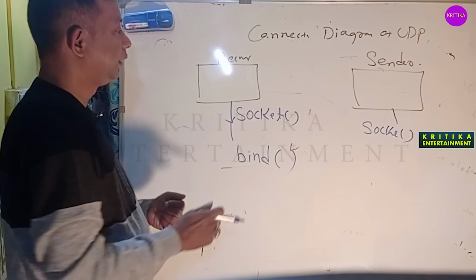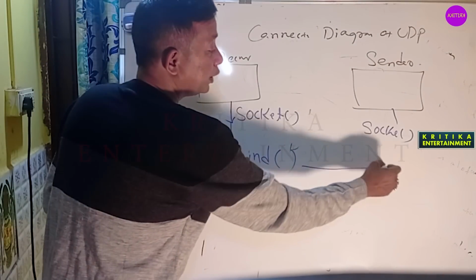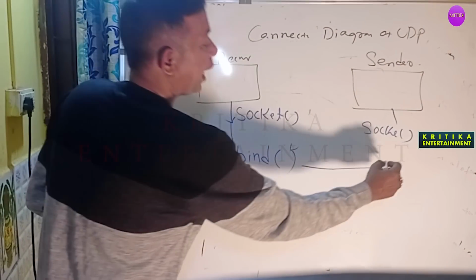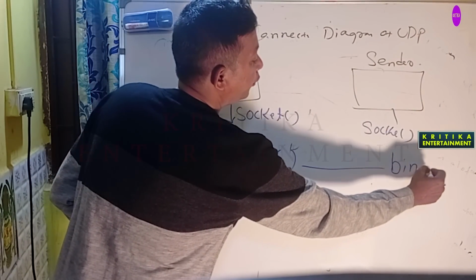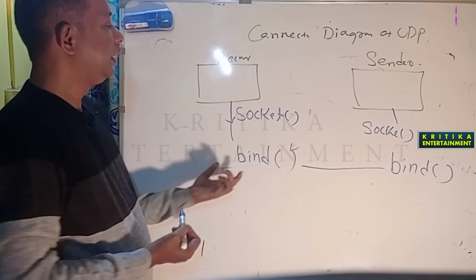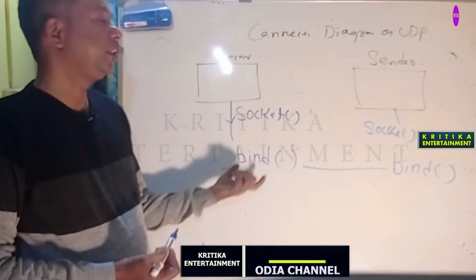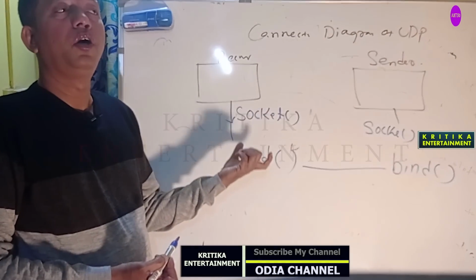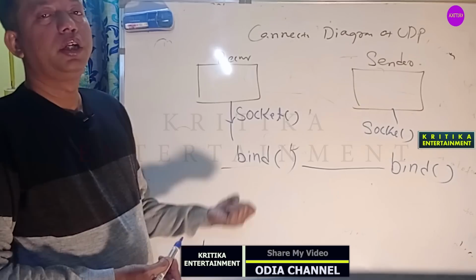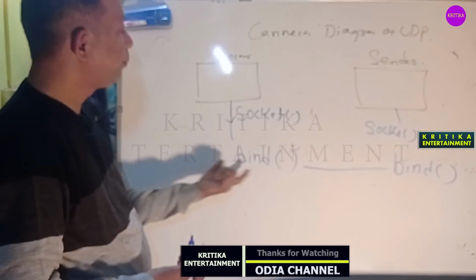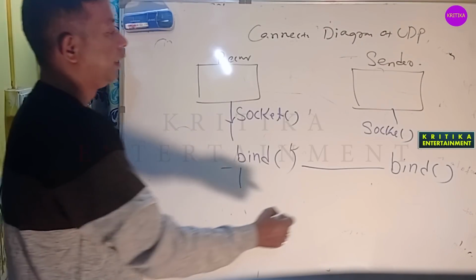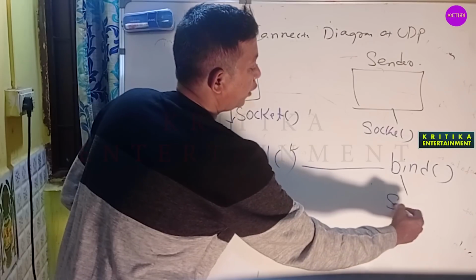Then bind. The question is, is bind on the sender side optional? You may bind, you may not bind, but I will show you using bind on both sides. Since it is not TCP, there is no need to write the listen function, accept function, or connect function. So after bind, you can directly have your sender send using sendto.